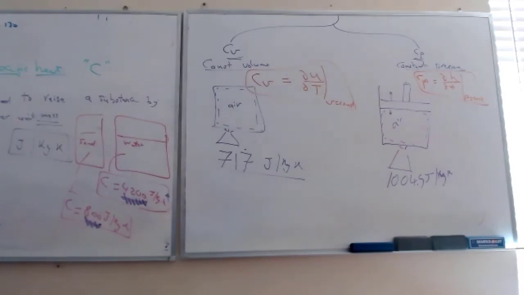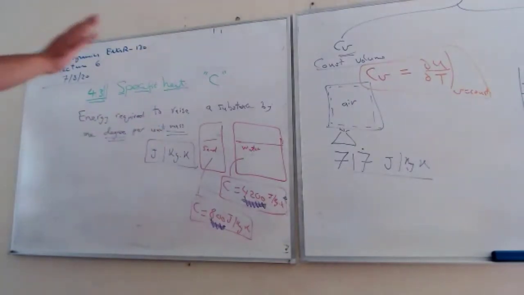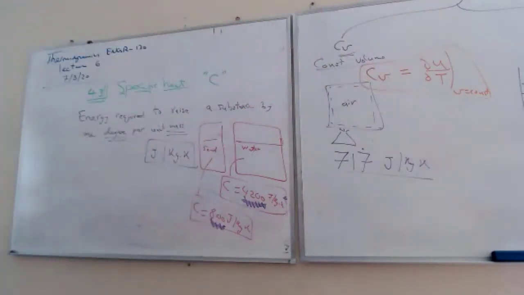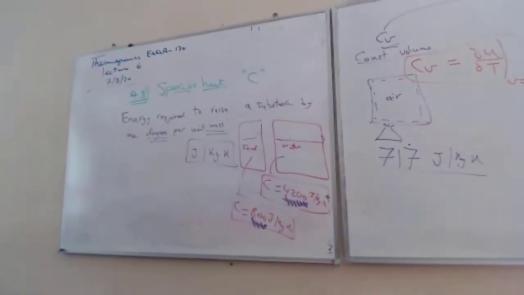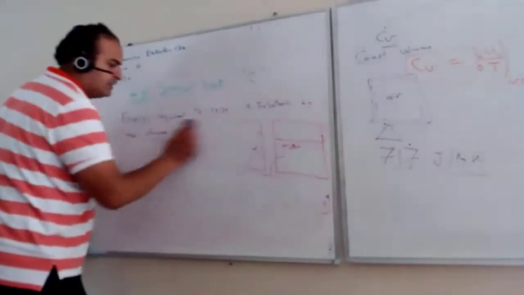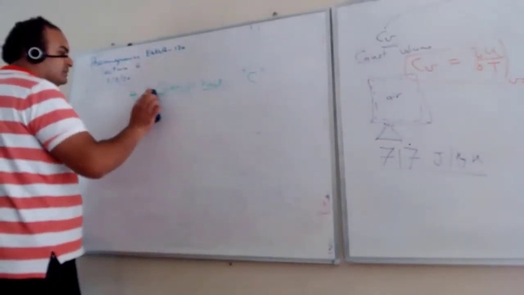Okay, let's now apply this to other cases. This is section 4.3. We have heat capacity, the energy required to raise a substance 1 degree per unit mass. We have heat capacity at constant volume and heat capacity at constant pressure, Cv and Cp. Let's now apply it to gases and solids. Let's start with gas. Gases are easier. Not easier, actually, it seems to be harder, a little bit more sophistication, but it's better for us.